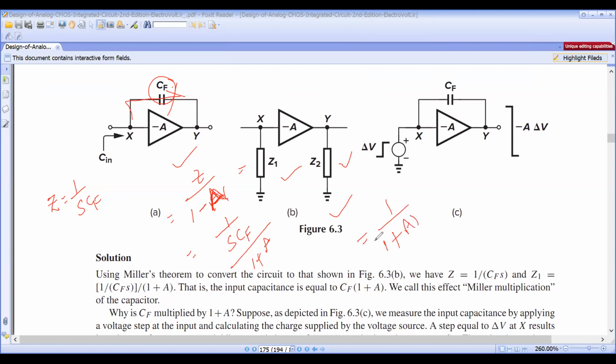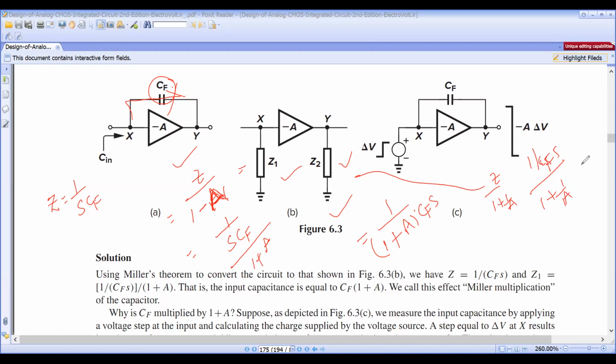Plus A into CFS, or S into CF. This is the Z1 value, and the Z2 value is here. What is that one formula? Z by 1 minus 1 by AV, A otherwise. So this becomes plus, of course. Z is 1 by CFS by 1 plus 1 by A.